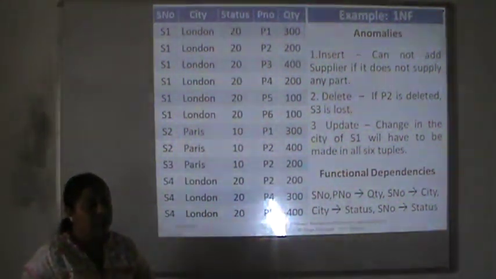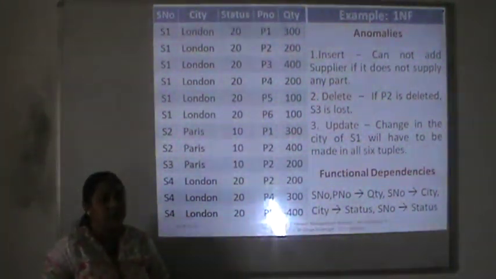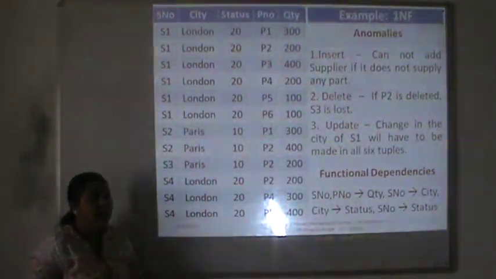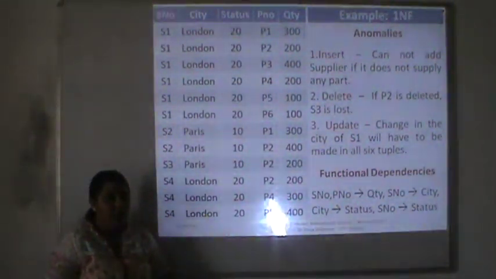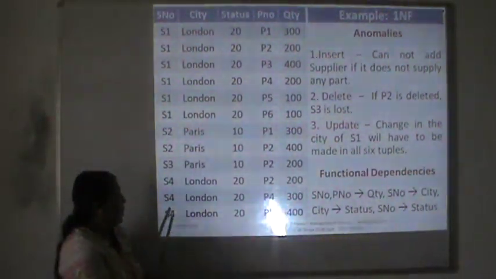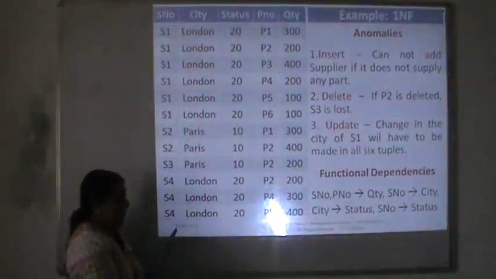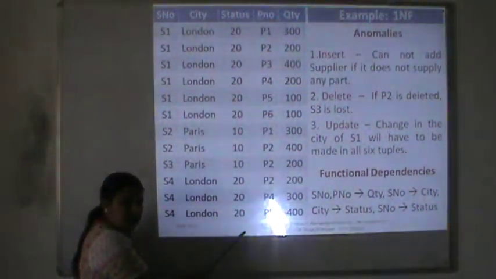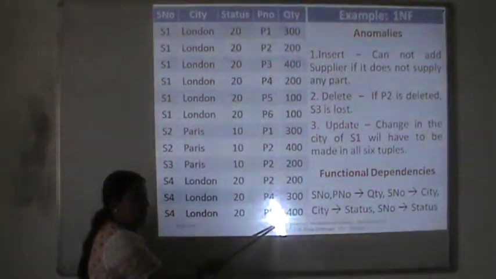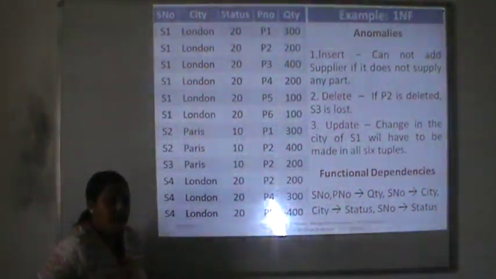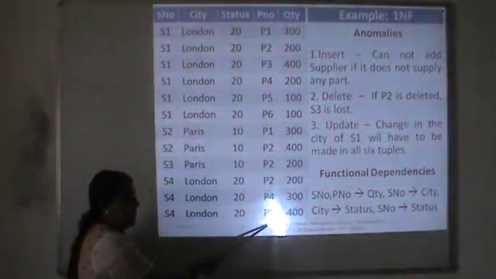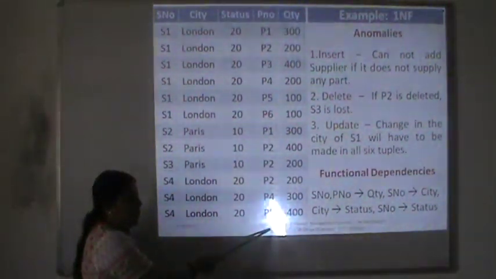If a new supplier, say S5, wants to register in order to supply some part, but yet he has not supplied any part, and if this is my database design, can I add the details of a supplier in this table? Say S5 is the new supplier, so I can write the value of S number as S5. He may be residing in London, so I can say London is the city, then 20 is the status, but since he has not supplied any part yet, I'll have to leave part number and quantity null. But since S number and part number are primary key attributes, they cannot be left blank. They cannot have null values.